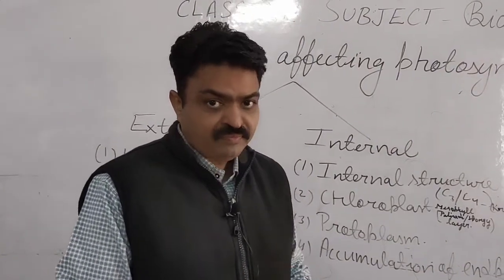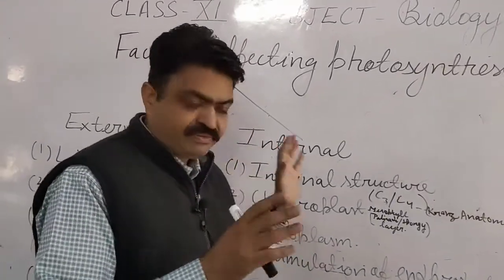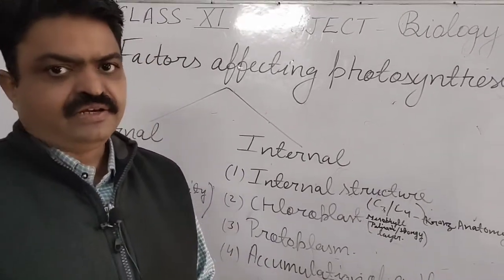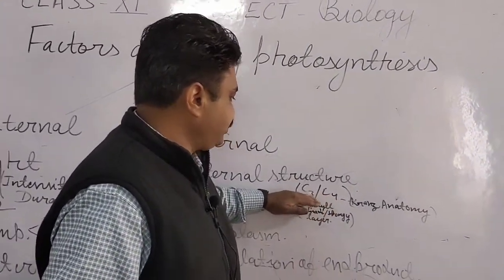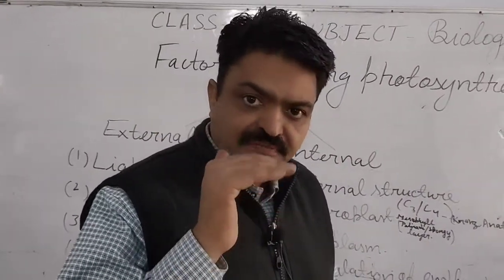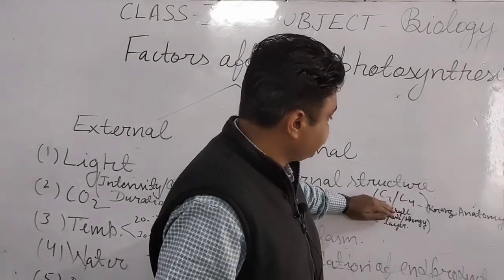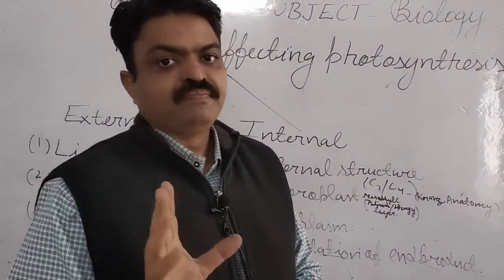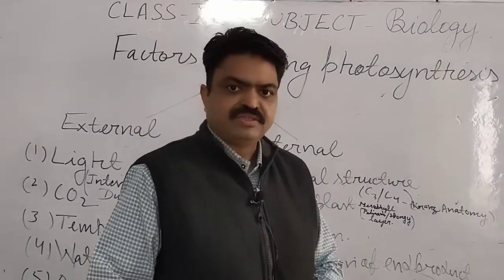Now we come to the internal factors. The internal structure concept was given first by Kranz, student, and that anatomy is known as Kranz anatomy. Kranz anatomy is found in C4 plants, but it is absent in C3 plants. And as I have taught you, the C4 plants have more photosynthesis than C3 plants, because for this they have 2 chloroplasts in them. So Kranz anatomy also affects the photosynthesis.